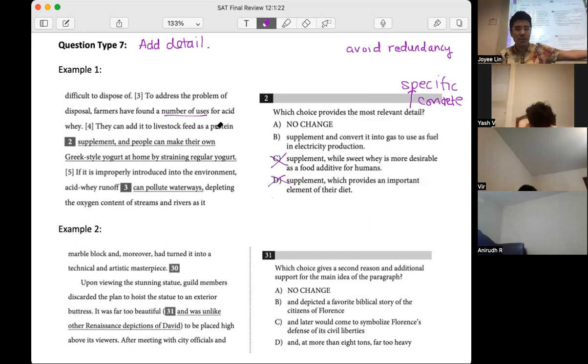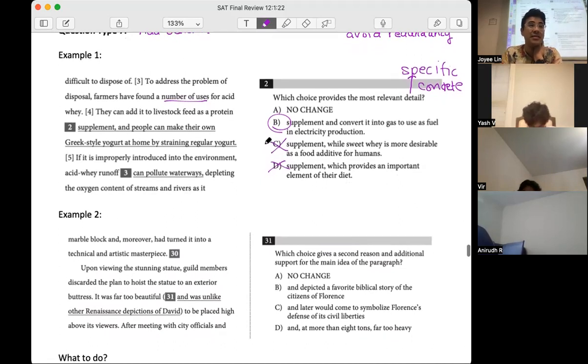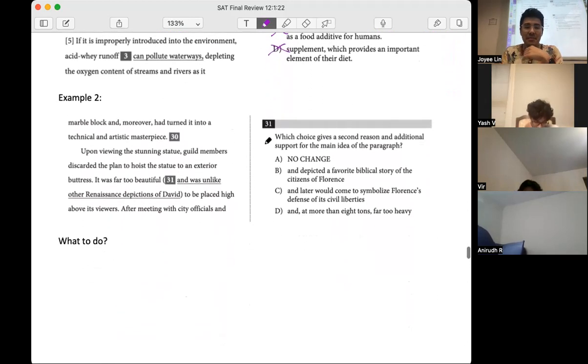Number of uses for acid whey. Which one is a better use, A or B? B, right? Do not rely on sound, rely on context clues. Acid whey, that's like when you make cheese and all the liquid stuff that comes out of the milk. It's that liquid in yogurt. That's the whey part. Yeah, that watery stuff. That's whey. It's acid whey. I don't know. Okay. 31.